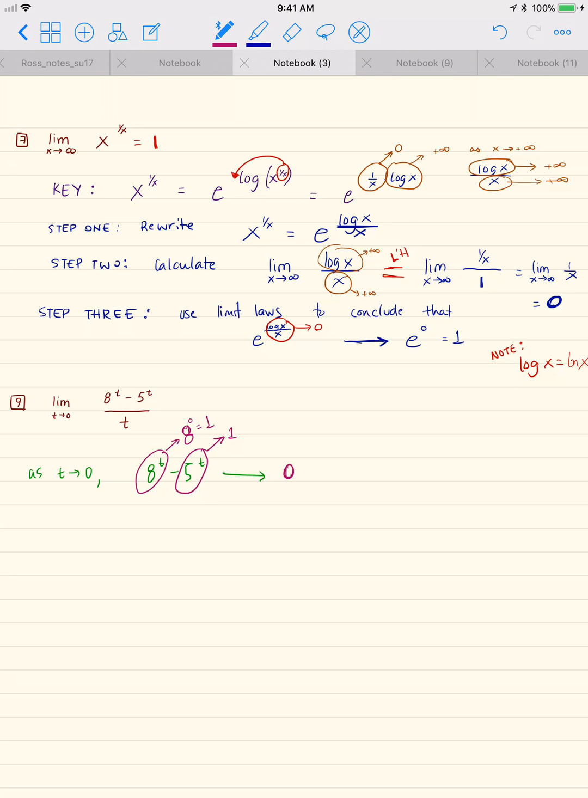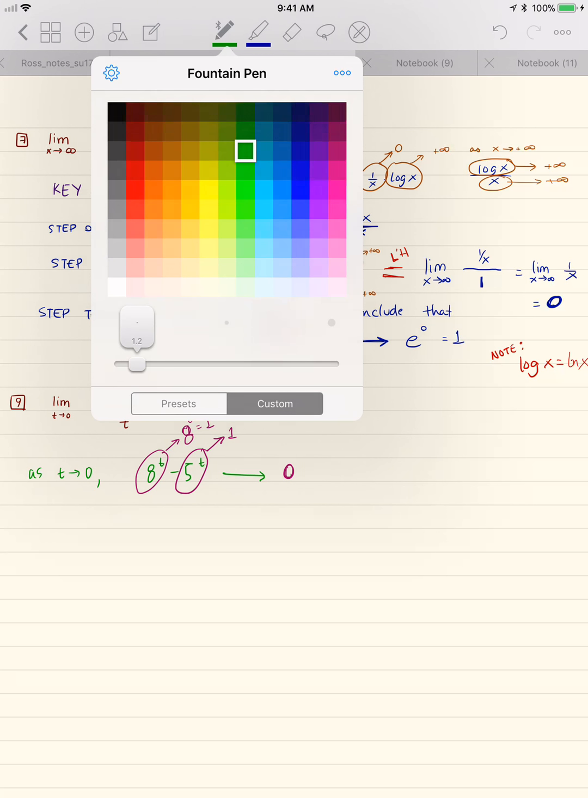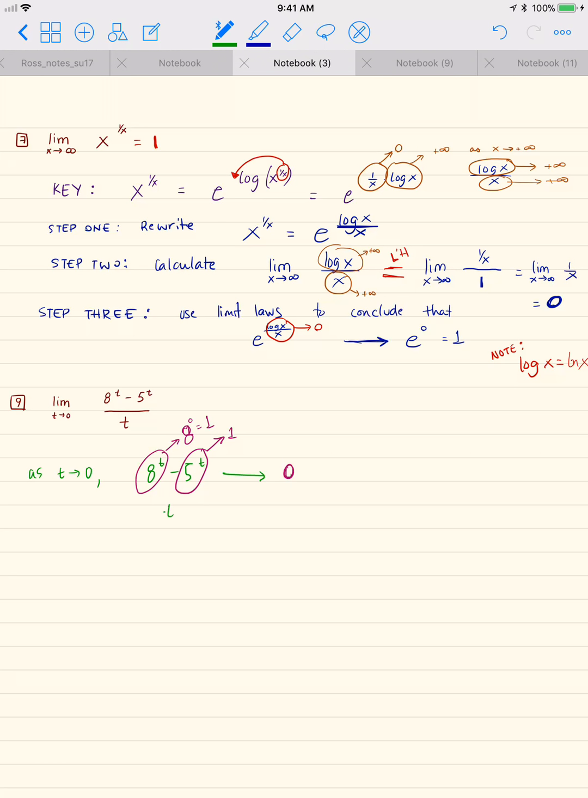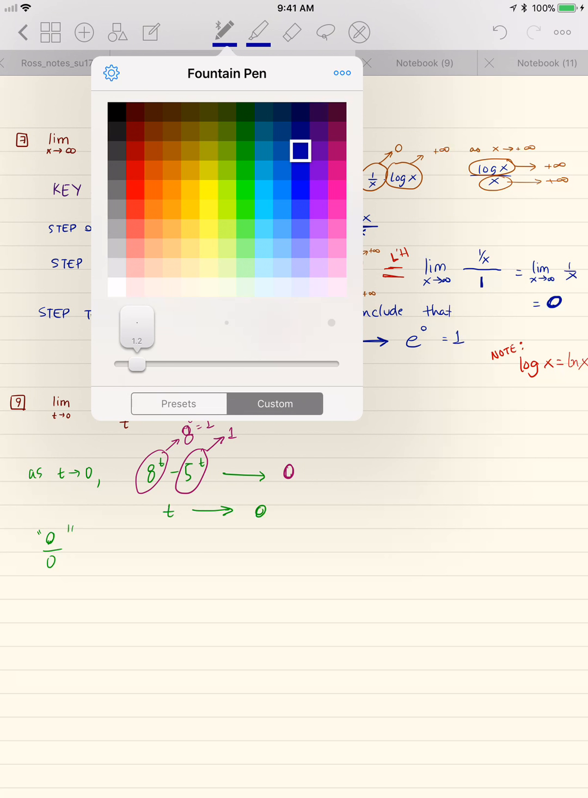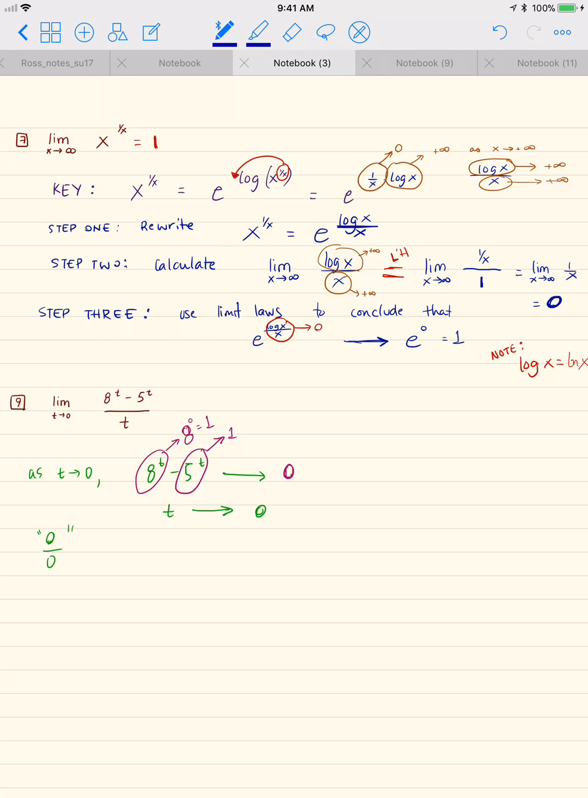And then our denominator, which is t, is going to go to 0. So we've got an indeterminate form of 0 over 0, and we can apply L'Hopital's rule. So applying L'Hopital's rule, the limit as t goes to 0 of (8 to the t minus 5 to the t) over t is equal, according to L'Hopital's rule, to the limit as t goes to 0.